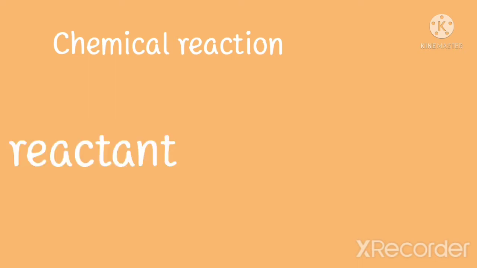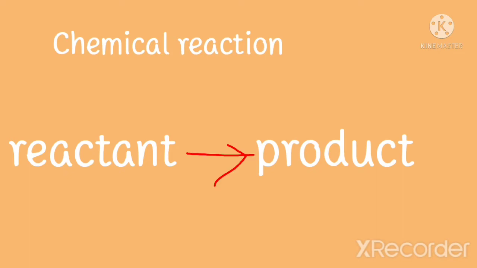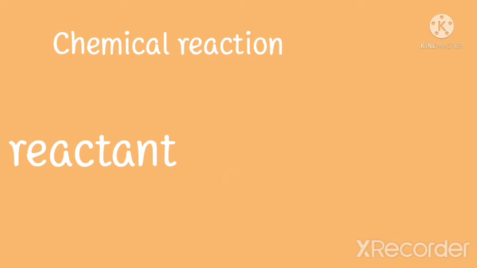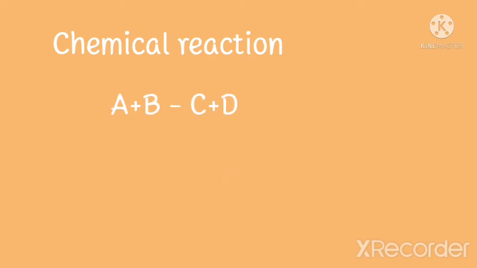Any chemical reaction has two parts. First one is reactant and second one is product. Reactants are those substances which take part in a chemical reaction. Let us understand. A plus B will produce C plus D. Here A and B are reactants and C and D are products.